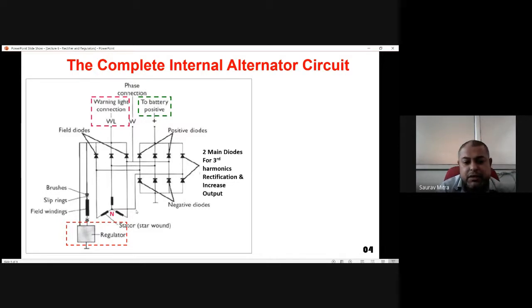Now see that this is a 4th line. This 4th line is again given to these 2 main diodes. Okay, these 2 diodes are actually doing the 3rd harmonic rectification, and these total 8 diodes are producing a high DC, and these 2 diodes are producing 15% more DC output, which is used to charge the battery.